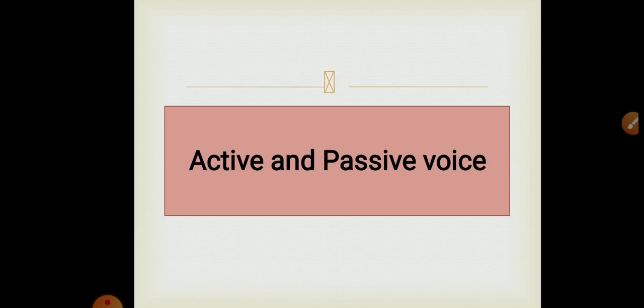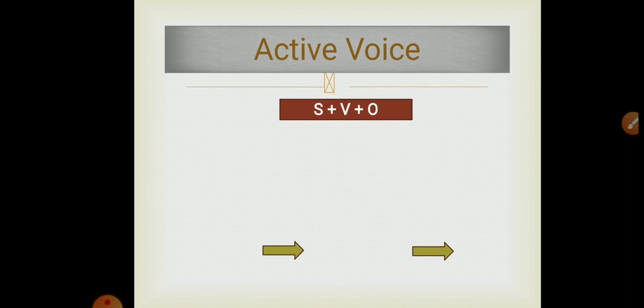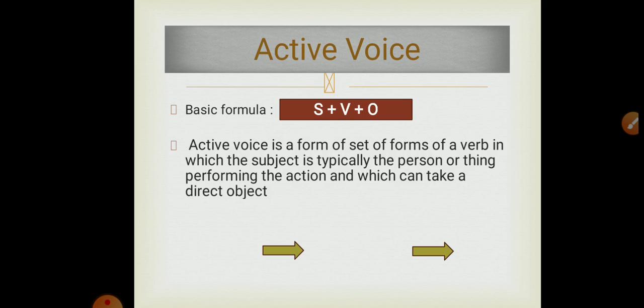Let's start with active voice. Here we'll get a formation of sentence in the form of subject plus verb plus object. This is a basic formula. Active voice is a set of forms of a verb in which the subject is typically the person or thing performing the action and which can take a direct object.